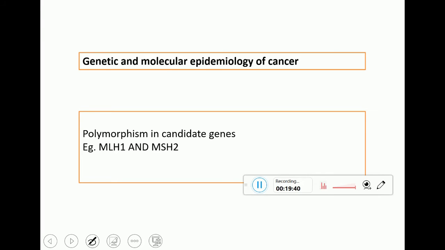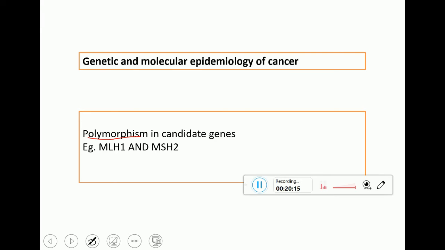Now, the genetic and molecular epidemiology of cancer. What do we mean by genetic and molecular epidemiology of cancer? It basically means the sequence of events which are occurring at the molecular level. So at the molecular level or at the gene level, the most common event or mutation which occurs in human genes or in an individual is polymorphism. Polymorphism is basically an alternative form of a gene.